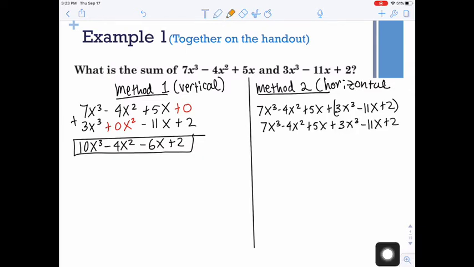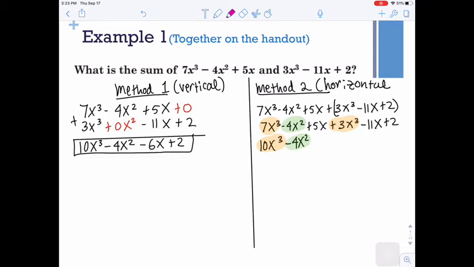When we are adding horizontally, we can regroup the terms so that like terms are next to each other, or we can just combine like terms all in one step. So I see a 7x cubed and I see a plus 3x cubed. That gives us 10x cubed. Now I want to look for any x squareds. I only have one x squared term, and that is minus 4x squared.